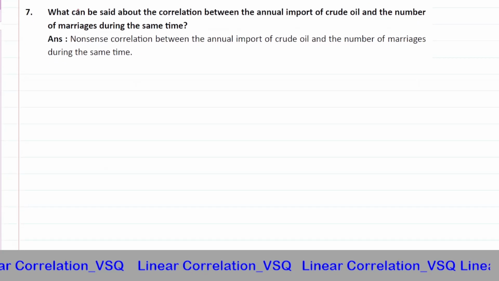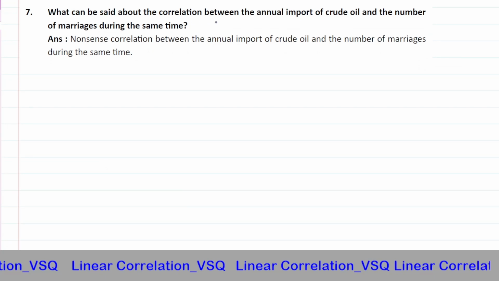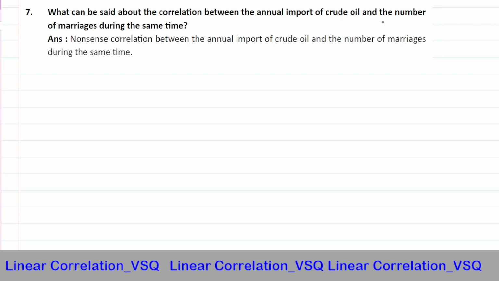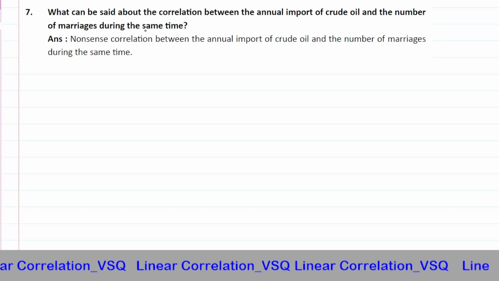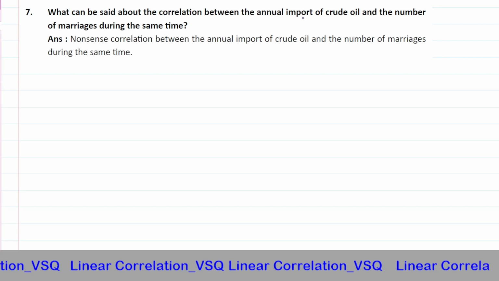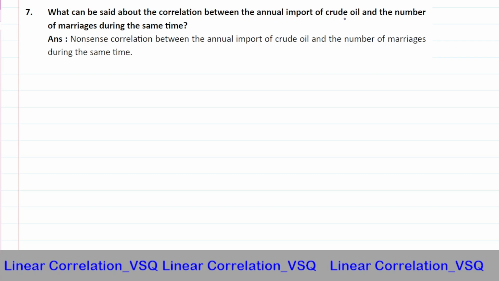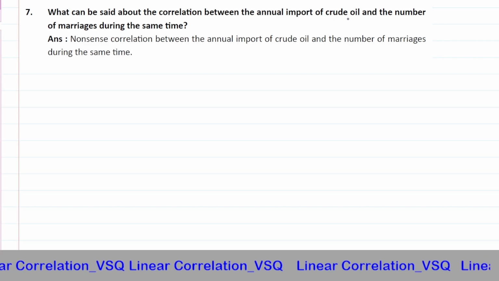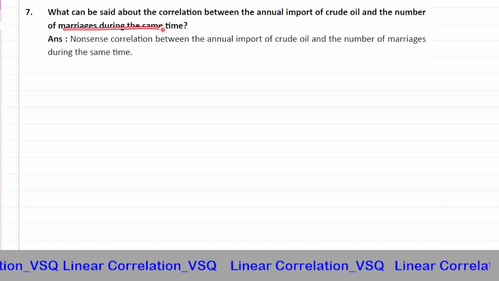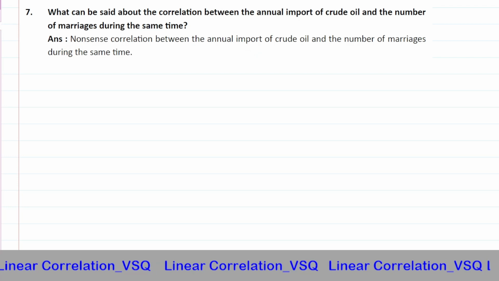Now question number 7: what can be said about the correlation between the annual import of crude oil and the number of marriages during the same time? See, if the value of annual import of crude oil increases, the number of marriages increases, but there is no cause and effect relation between the two variables. That's why it is called nonsense correlation.